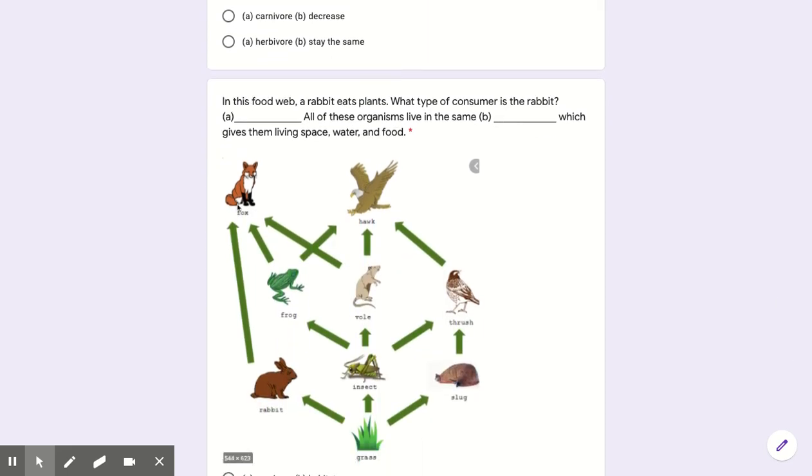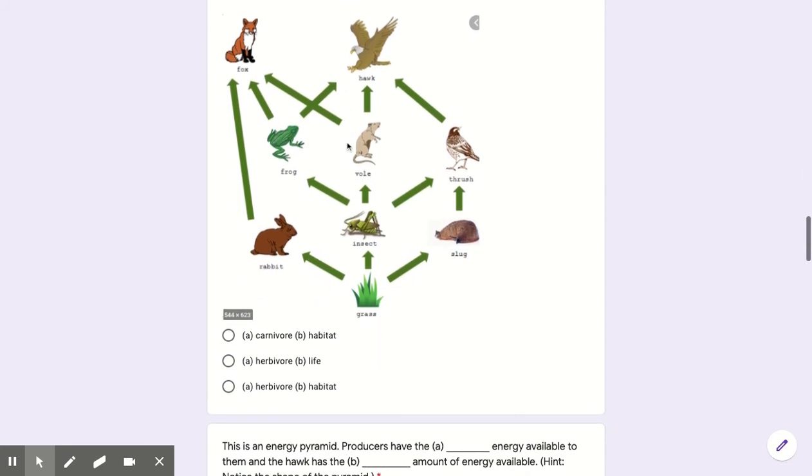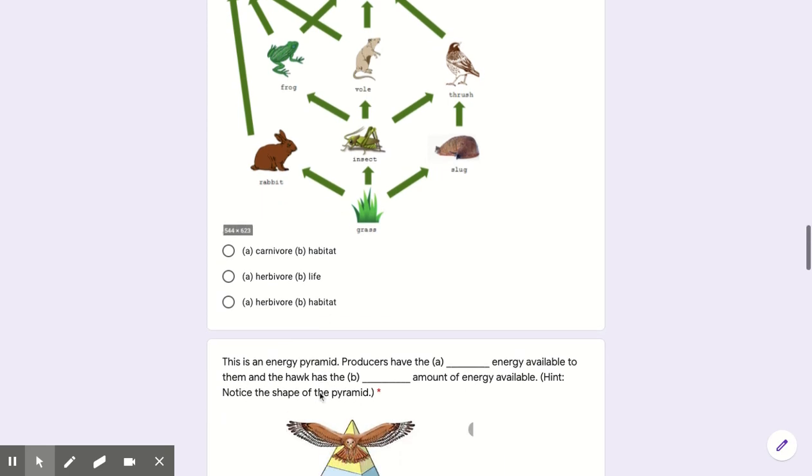Question 9. In this food web, a rabbit eats plants. What type of consumer is the rabbit? Blank. All these organisms live in the same blank, which gives them living space, water, and food. Is it carnivore and habitat? Herbivore and life? Herbivore and habitat?